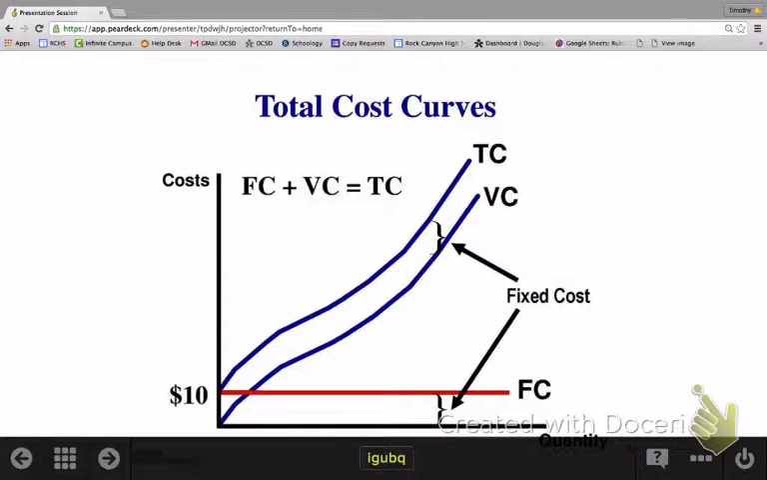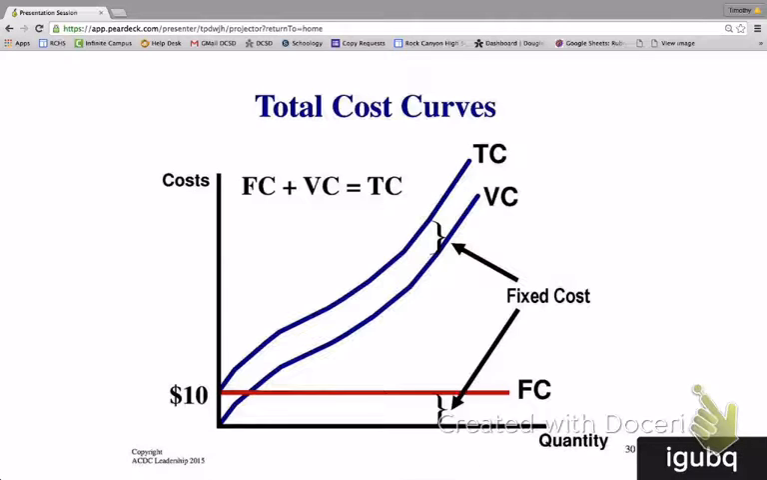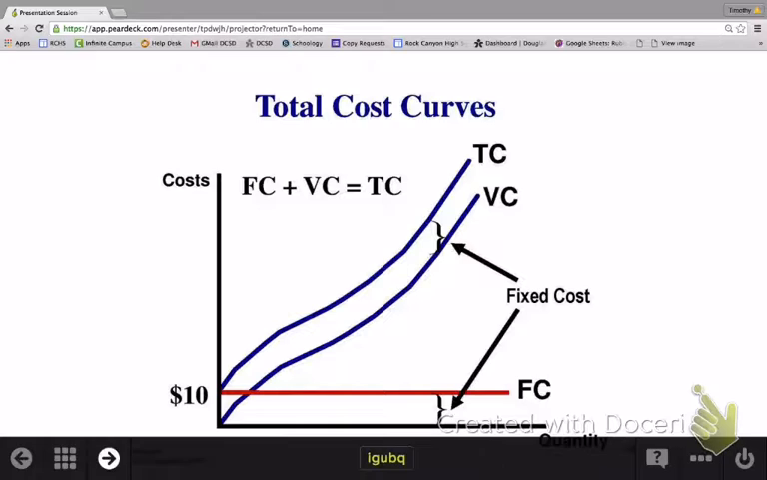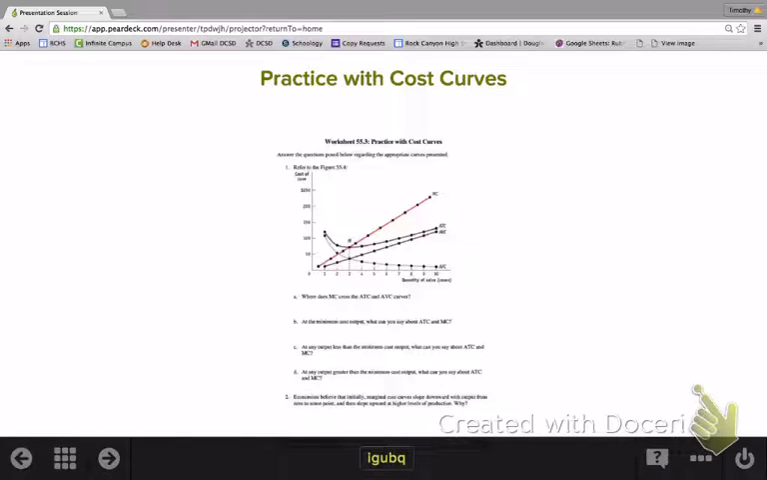Here you see more total cost curves. And again, we've talked about this before, but if you want to pause the video, you can stop and look at this again if you need more time looking at the fixed cost curve, the variable cost curve, and the total cost curve. We'll do more practice with cost curves in class.